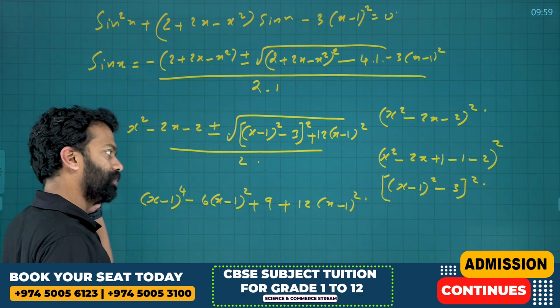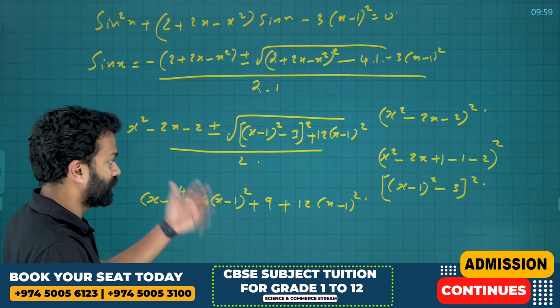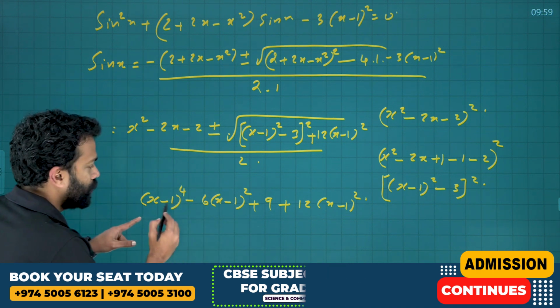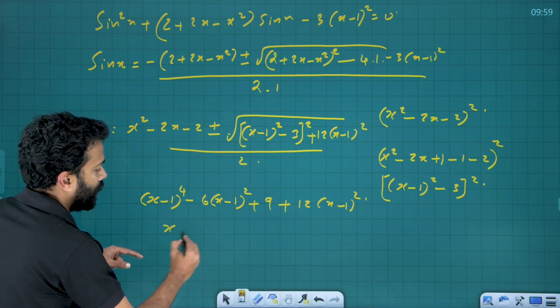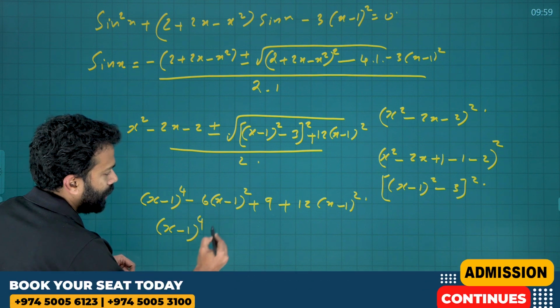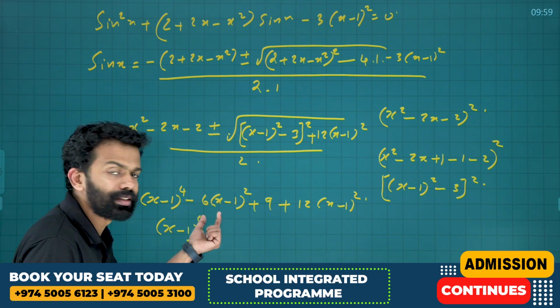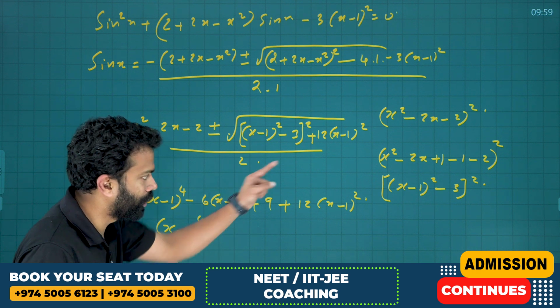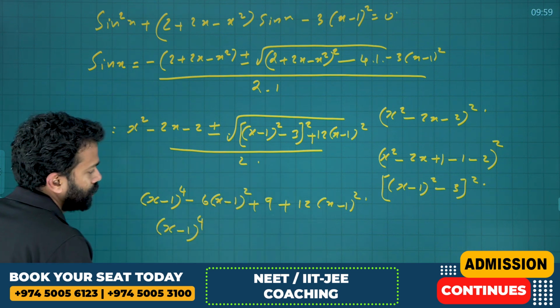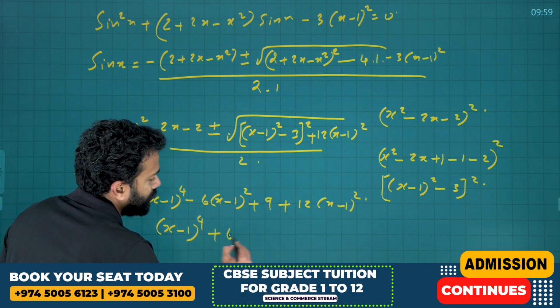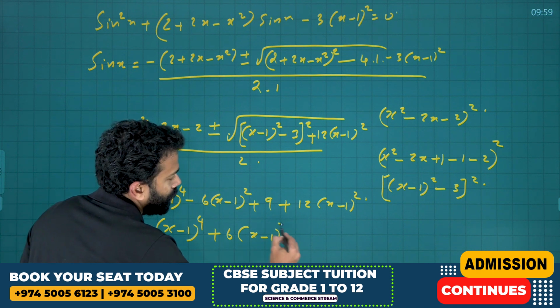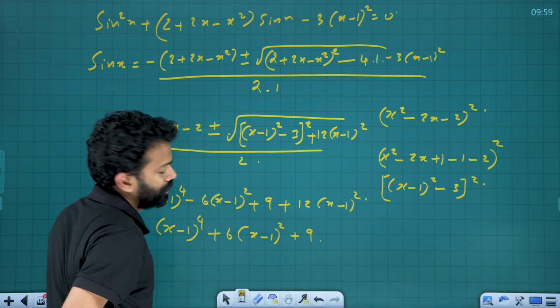From now on, the question gets interesting. So, this becomes x minus 1. If you assemble the like terms, it will be (x minus 1) whole raised to 4 minus 6 into (x minus 1) whole square plus 12 into (x minus 1) whole square becomes plus 6 into (x minus 1) whole square plus 9.